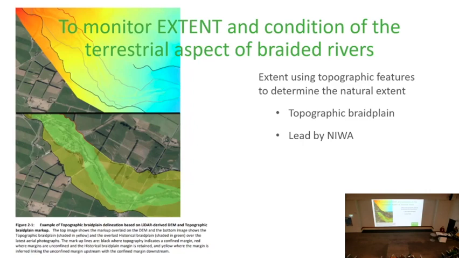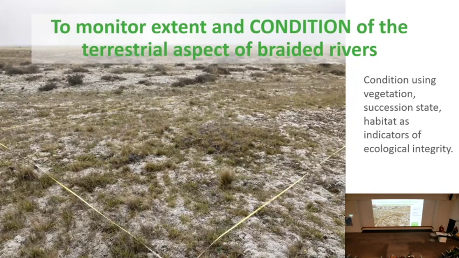And that's our area for monitoring. To monitor condition, we pretty much stuck with a traditional vegetation monitoring methodology, using DOC's Recce methodology as a basis for that, looking at succession state and habitats within the braided river system and the ecological integrity of those for a braided river.